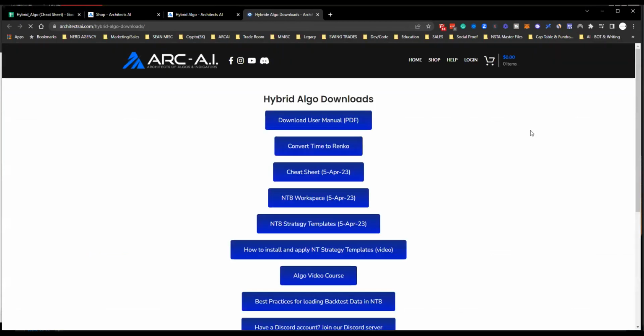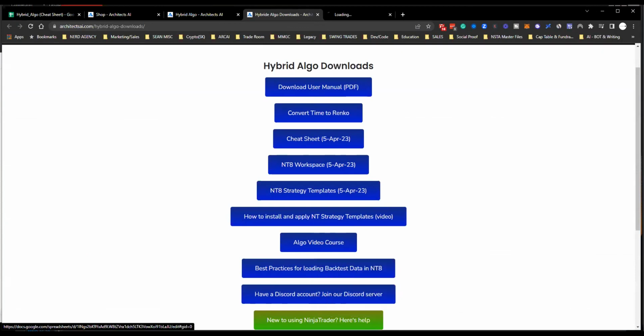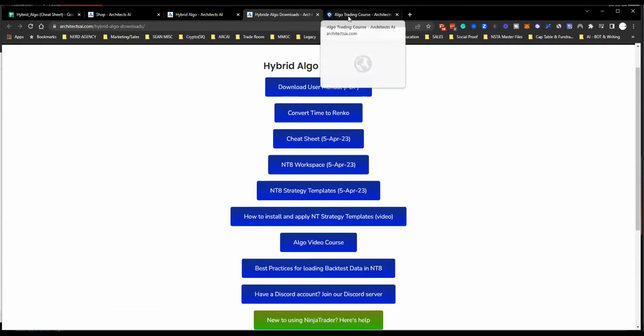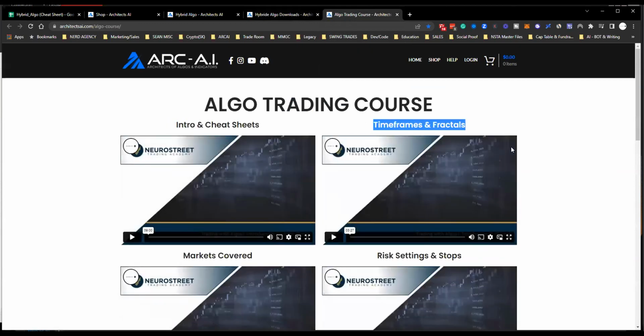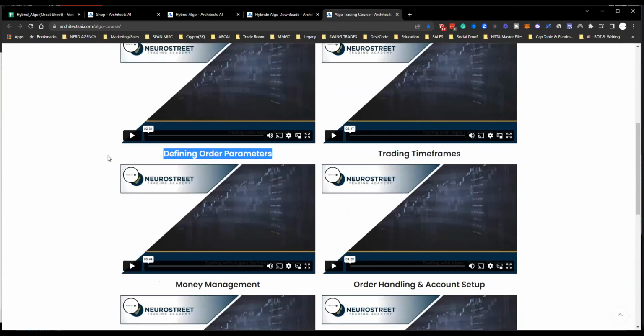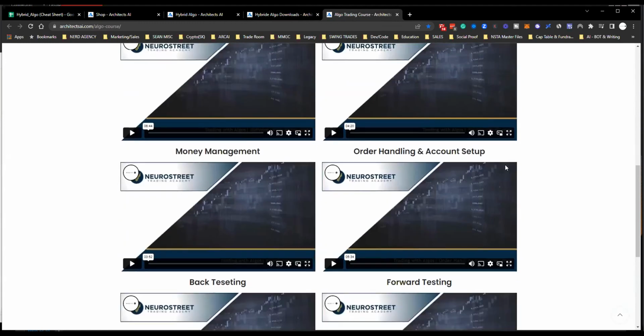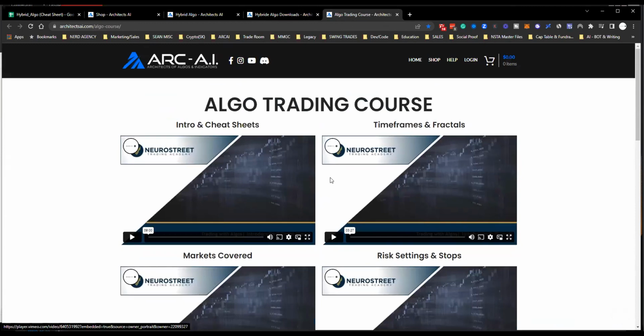So what we have here is a whole bunch of resources. One of the things that we do with all of the algos is whenever you buy an algo, there's an algo course that we give, because we want you to understand the things that we're talking about. Cheat sheets, timeframes and fractals, types of markets that we're covering, how to set your risks and settings, how to define your order parameters, how to define your timeframes, right? Money management, order handling, backtesting, forward testing.